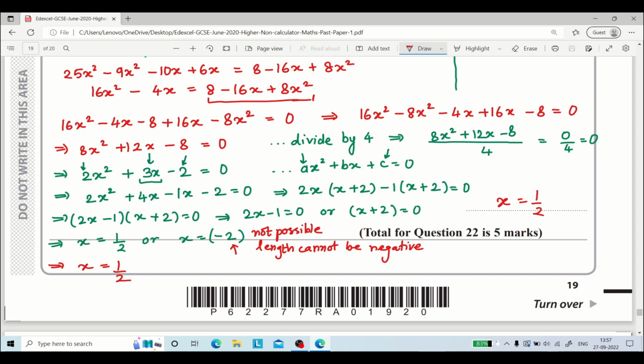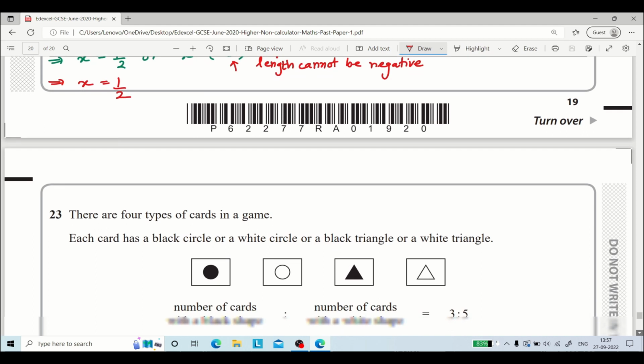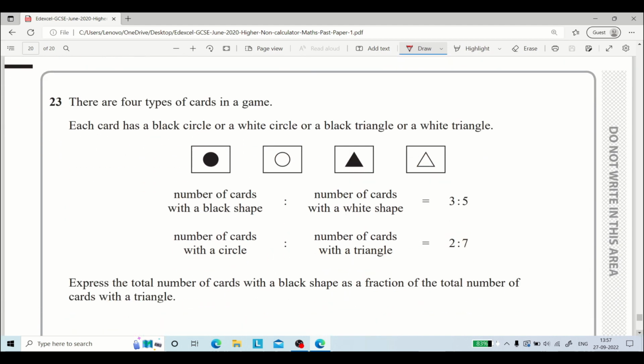Great. Moving on to the last question of this paper. I'll read it out for you. There are 4 types of cards in a game. Each card has a black circle or a white circle or a black triangle or a white triangle. So here there are these cards displayed for you.